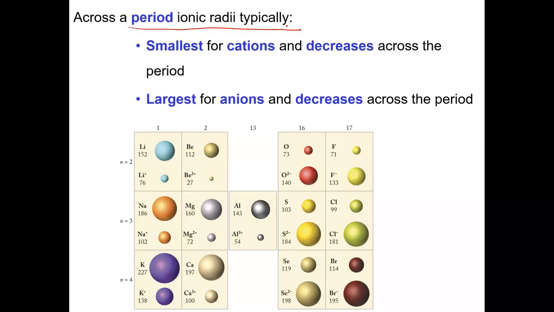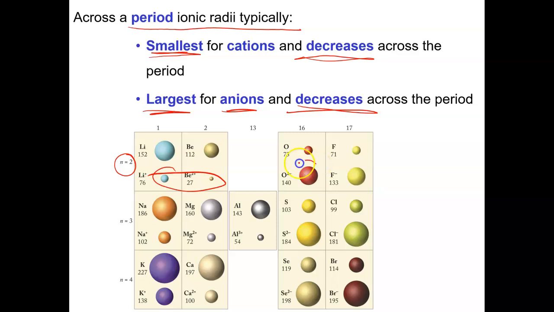So, across a period, ionic radii is typically smallest for the cations in that period and will decrease as we move left to right, and it will be largest for the anions in that period and will decrease as we move left to right. So let's look at row 2 of the periodic table, and you can see that the two cations there, lithium and beryllium, are smaller than the two anions that are indicated. So in any given row, the anions are always going to be bigger than the cations.